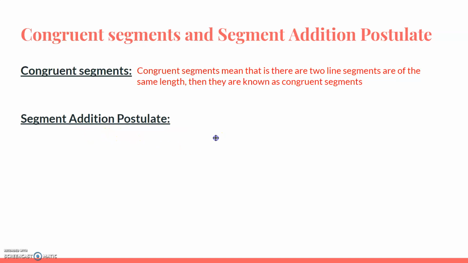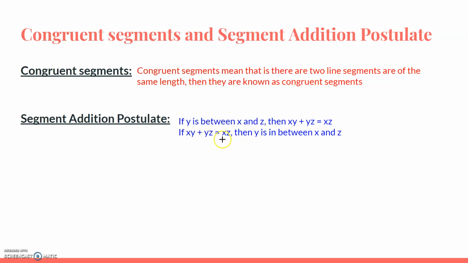Segment addition postulate. There are two sentences right here, but they're just reverses of each other. If y is between x and z, then xy plus yz is equal to xz. If xy plus yz is equal to xz, then y is in between x and z. So if you're told that y is in between x and z, or you're given a diagram, then this is true. But if you're just given a formula or an equation like this, then this is true.